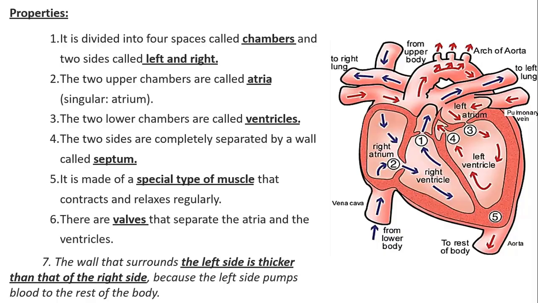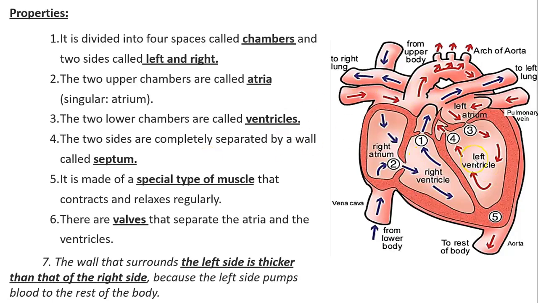The walls of the left side of the heart are thicker than the right side of the heart. And this is explainable because the left side of the heart will pump the blood to every part of the body, which needs much more force than just pumping the blood through the pulmonary artery to the lungs that are just nearby and very close to the heart.